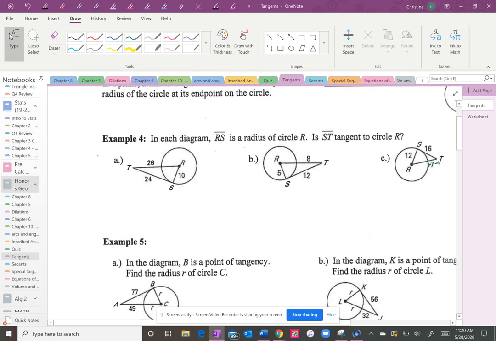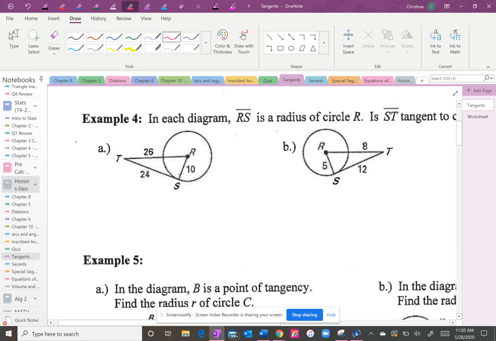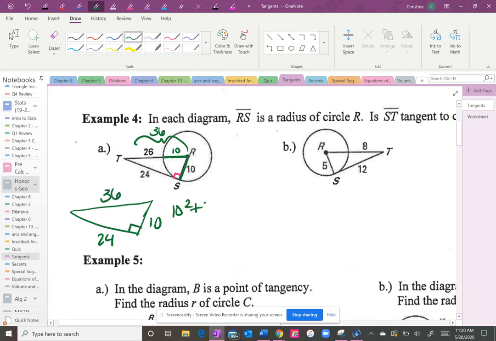So, for example, in this one, this is where your 90-degree angle is going to be. Since the radius is 10, you're allowed to swing the radius around to here. And now this makes the entire side equal to 36. So it wants to know, is it tangent, or essentially does it satisfy the requirements of the Pythagorean theorem? Or is 10 squared plus 24 squared equal to 36 squared? So that's 100, that's 576. That's 36 squared. I don't have a calculator.